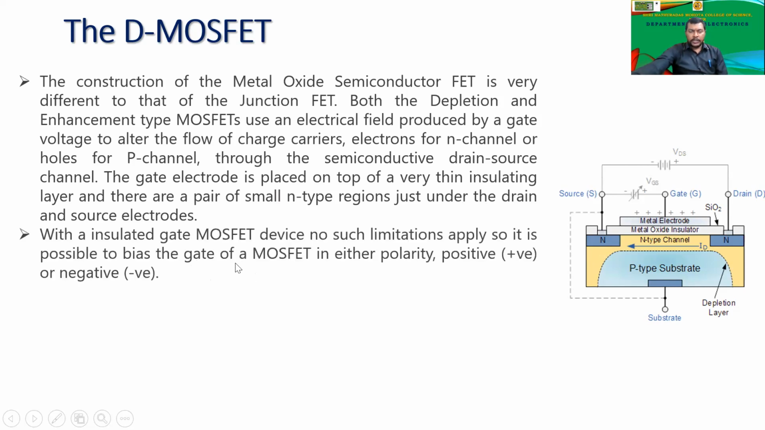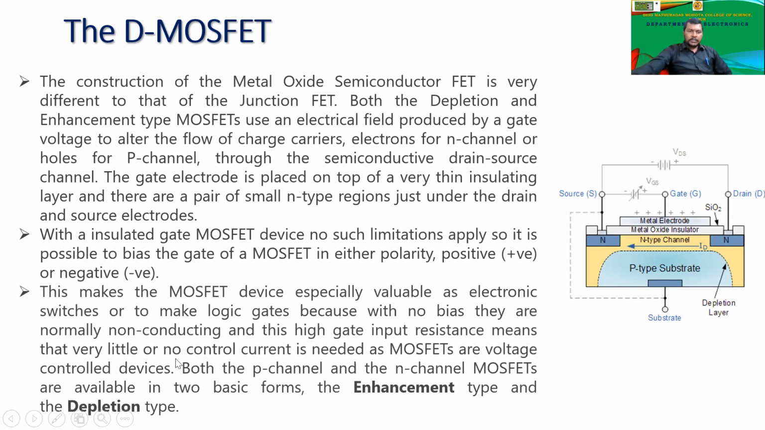Now, with the insulated gate MOSFET device, no such limitations apply, so it is possible to bias the gate of a MOSFET in either polarity, positive as well as negative polarity, right? This makes the MOSFET device especially valuable as electronic switches or to make logic gates, because with no bias they are normally non-conducting, and this high gate input resistance means that very little or no current is needed, as MOSFETs are voltage control devices.